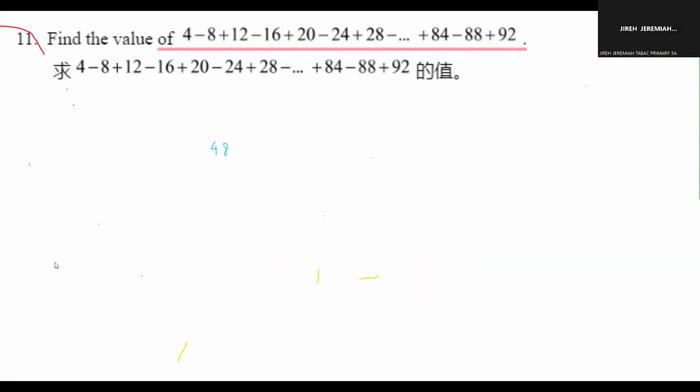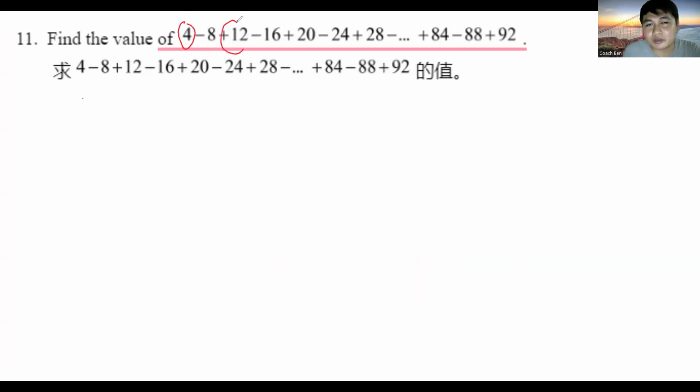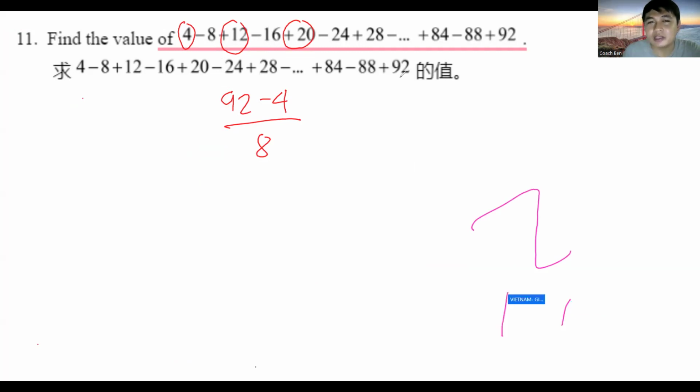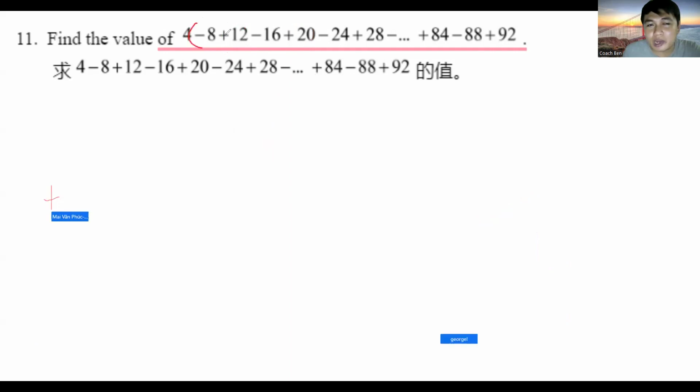For this one, you can do two different solutions. The first one is you can group together the positive numbers, which was what Jaira did earlier. That's why Jaira used 92 minus 4 over 8, because if you group together only the positive numbers, then you have a skip count of 8. But I'm going to show you a slightly easier solution. Notice that when you pair the numbers together, like negative 8 plus 12, that's positive 4. Negative 16 plus 20, that's positive 4 again.